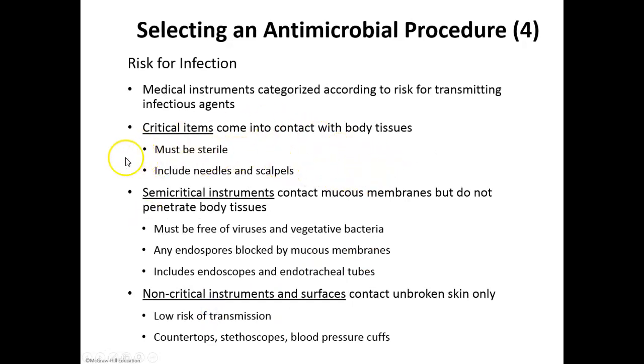The risk of infection. There are different risks for infection. I'm going to go from the bottom. Non-critical items such as stethoscopes or blood pressure cuffs, we're not going to worry about as much because they aren't as risky. They're not as likely to transmit a disease. But anything that is entering our mouth or any body part, we're going to treat differently so that we don't transmit disease. We're going to use different chemicals, different sterilization methods.